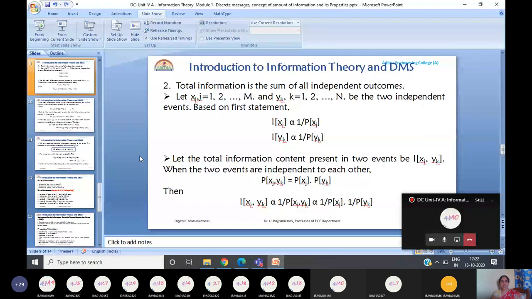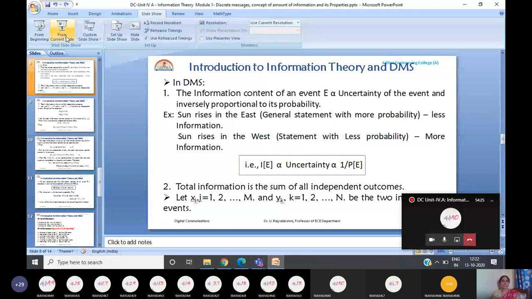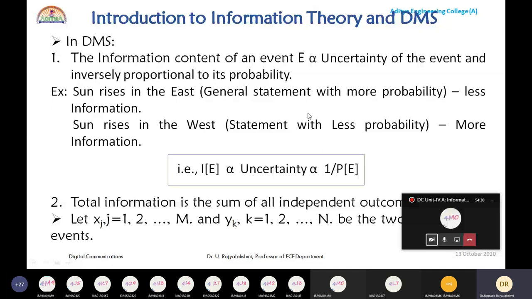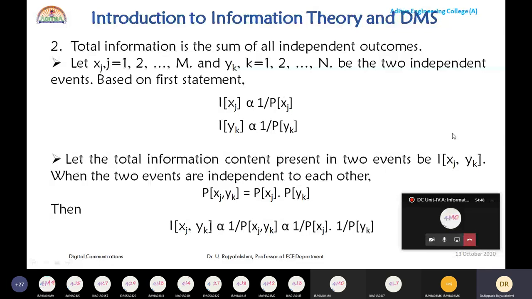What is the first statement? The information content is inversely proportional to its probability. So I of E is inversely proportional to P of E. That is proportional to 1 by P of E. Next, what do you consider? Total information is the sum of all independent outcomes. So that is I of XJ, YK. So we assume two events XJ, YK. For the two events, we can say that I of XJ, YK is equal to I of XJ plus I of YK. And if the two events are independent of each other, P of XJ, YK will be P of XJ into P of YK.